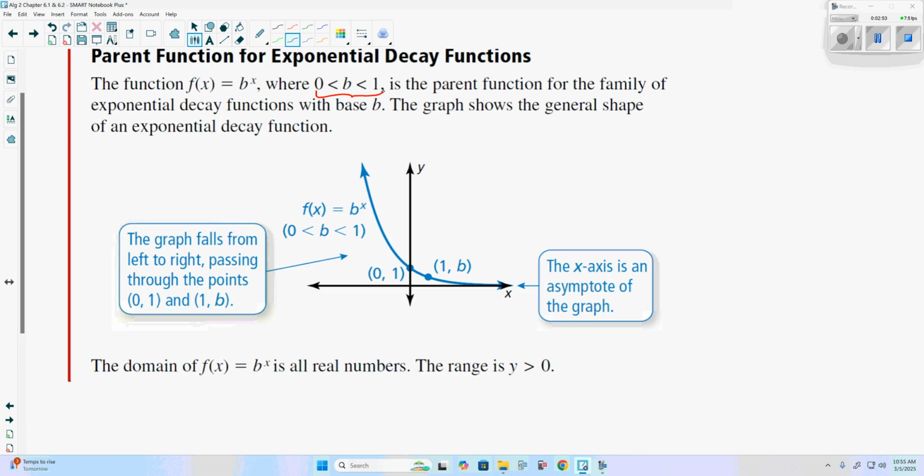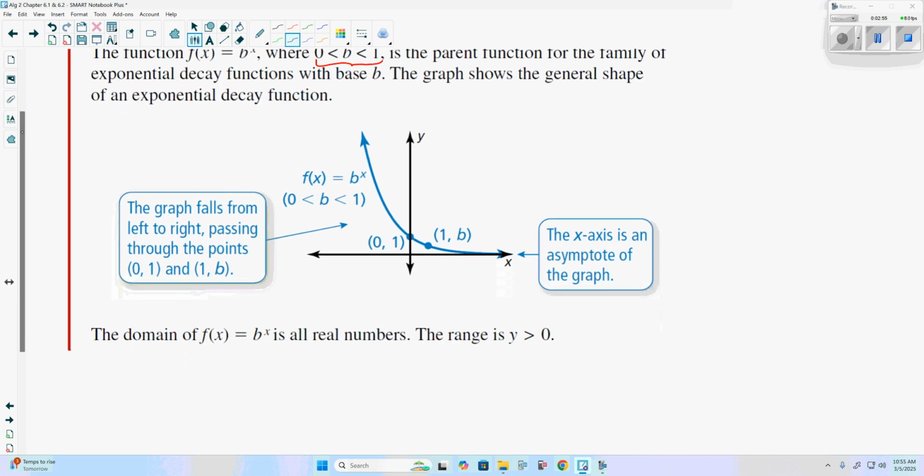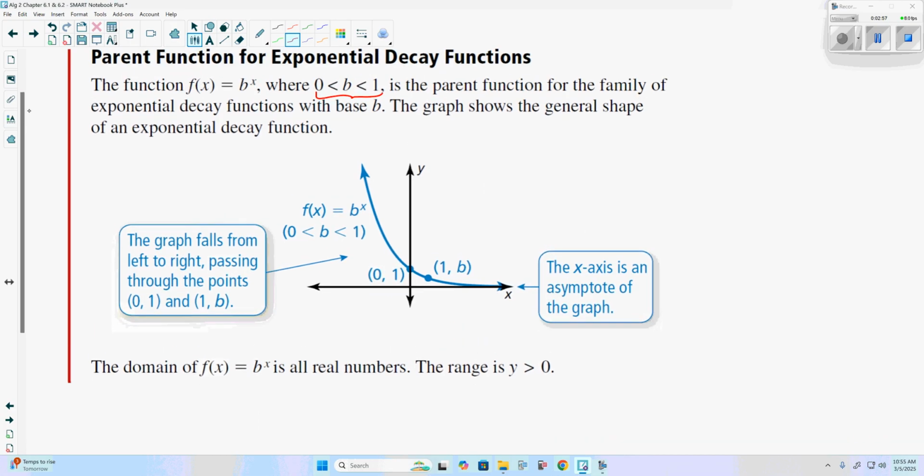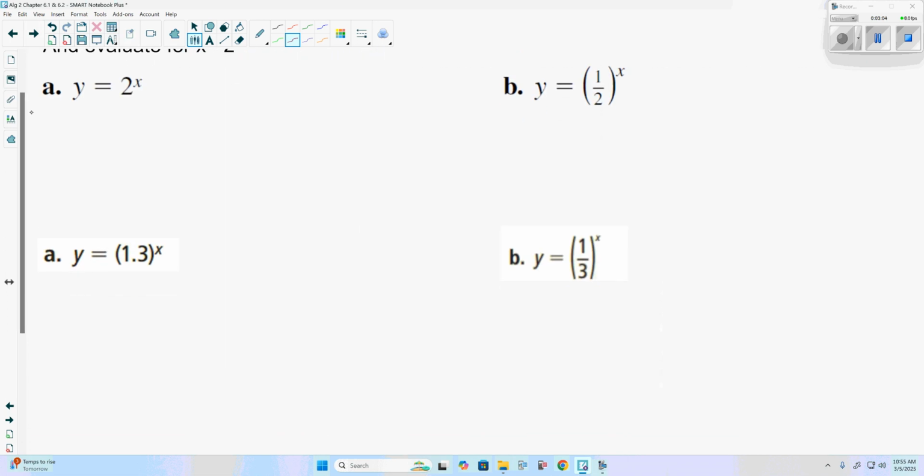And the interesting thing with exponential growth and decay is that this value, the b to the x, will not be 0. It has to be greater than it. So when we look at these here, we're going to do two things with these first four. We're going to say whether it's exponential growth or exponential decay, and then evaluate it for a given value. So if we look at y equals 2 to the x, would this be exponential growth or exponential decay? Growth, because the b value is greater than 1.